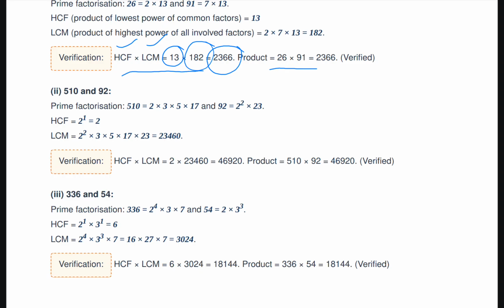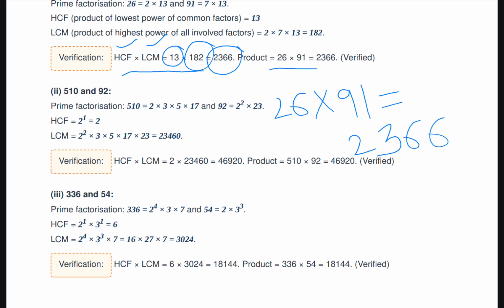When you multiply these two numbers, you will get 2366, and the product of the numbers, you know, these two numbers are 26 and 91, and when you multiply 26 and 91, you will get 2366. It is the same.